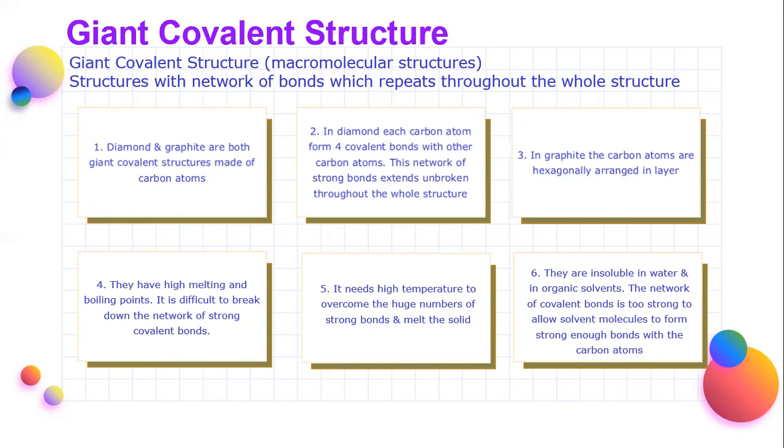Whereas in graphite, the carbon atoms are arranged in hexagons in layers, and they have high melting and boiling points. It is very difficult to break down the network of strong covalent bonds. Both diamond and graphite need high temperature to overcome the huge number of strong bonds and melt the solid. And both of them are insoluble in water and in organic solvents. The network of covalent bonds is too strong to allow solvent molecules to form strong enough bonds with the carbon atoms.